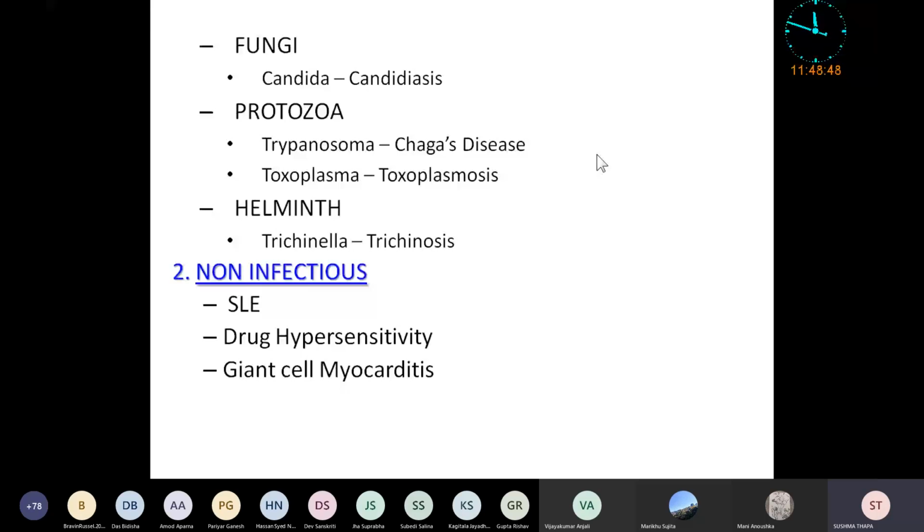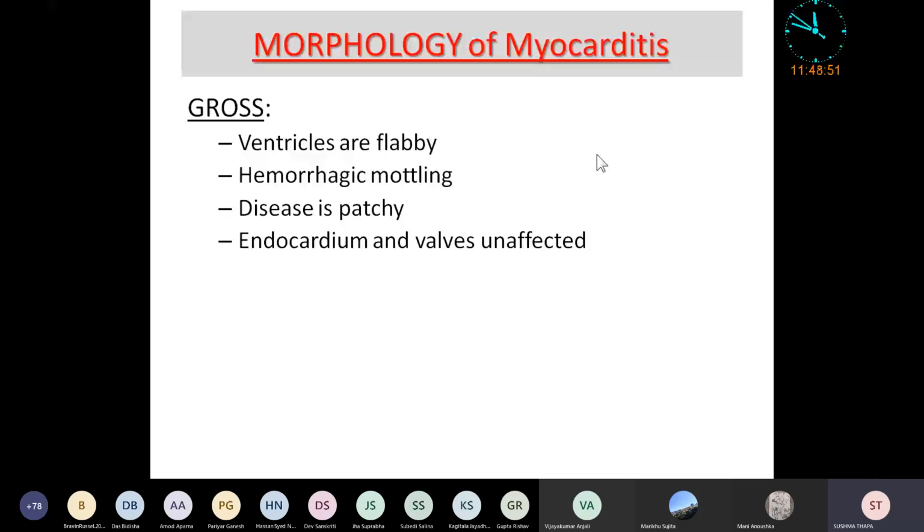So coming to the morphology, when the patient is having myocarditis, how will the myocardium look grossly, and how will it look histologically? That includes the morphology. So with the naked eye, how will the heart look when the myocardium is involved in myocarditis?